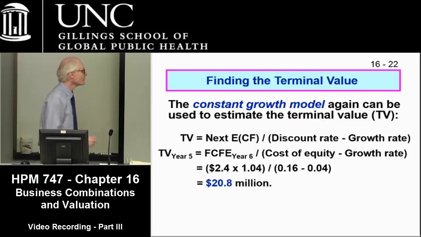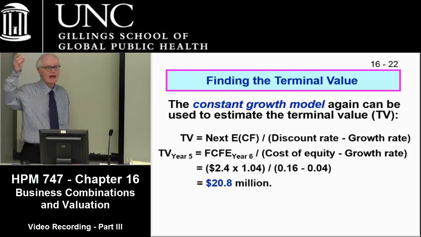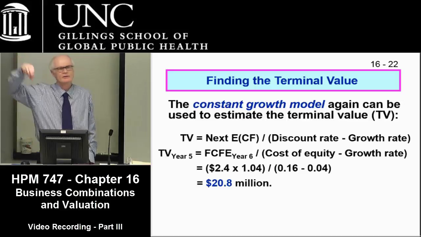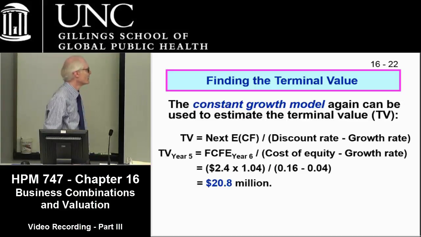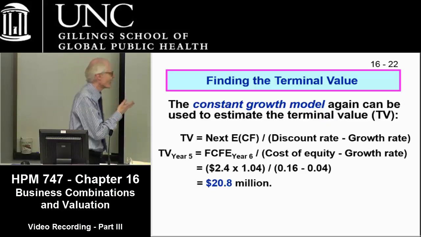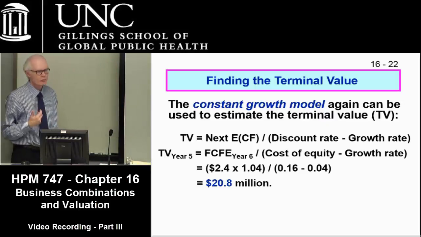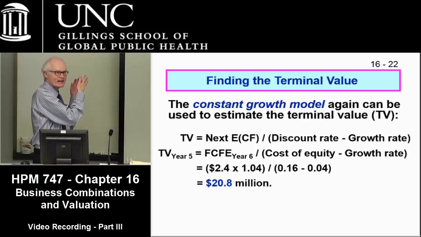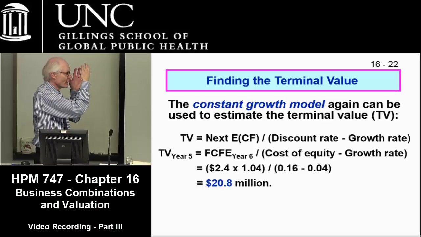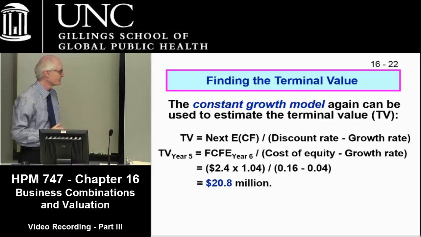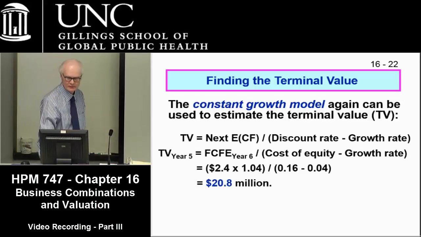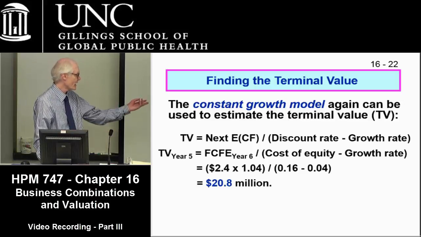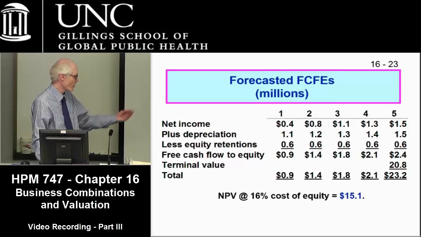So then we can also use, again, the constant growth model to estimate the value of the clinic from year 6 on and forever. Only this time we're going to use the cost of equity versus the corporate cost of capital, because all we're doing here is identifying the cash flows available to the equity holders only. So we use the cost of equity in the constant growth model in this circumstance. And again, if we do that, we get a residual value of $20.8 million.